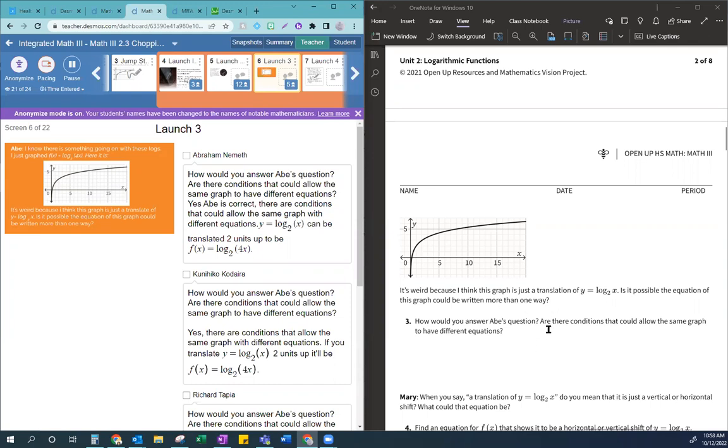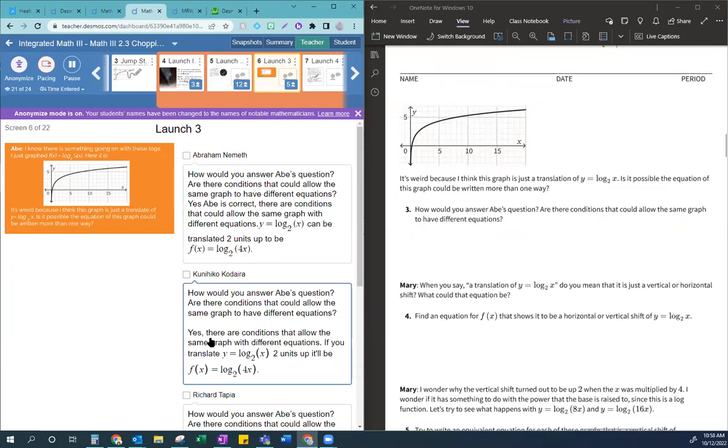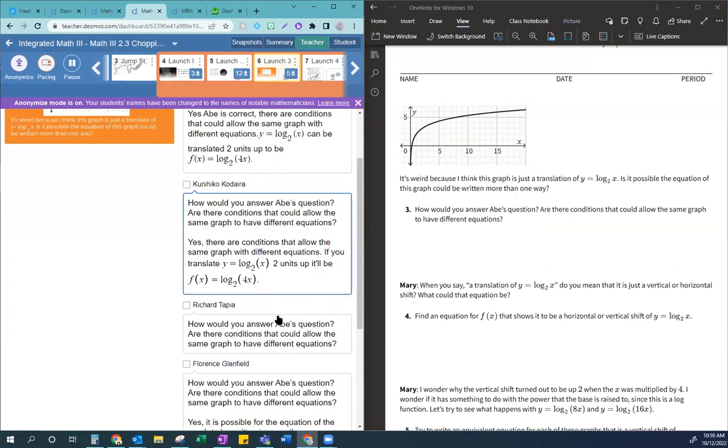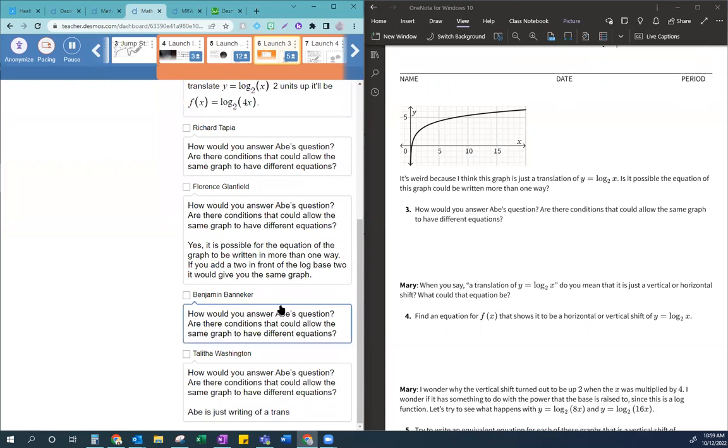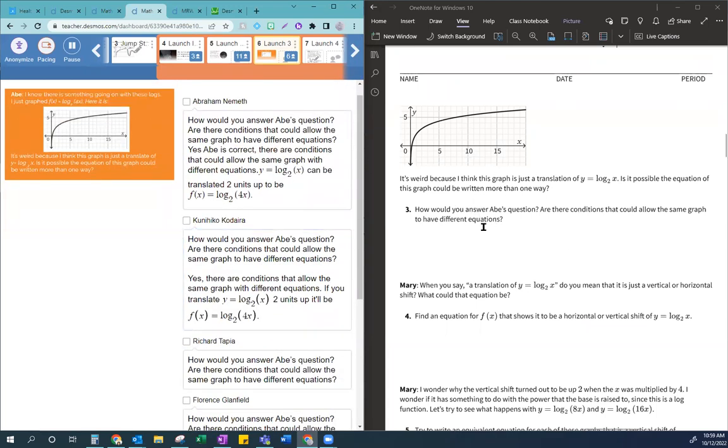So, can you rewrite log base 2 of 4x? That's his question, right? Some of you actually used one of the things here on your test, right? So here goes. How would you answer this question? Are there conditions that need to allow the same thing? So this is what they're basically asking. Could you rewrite log base 2 of 4x?